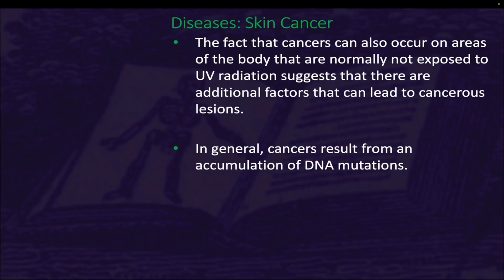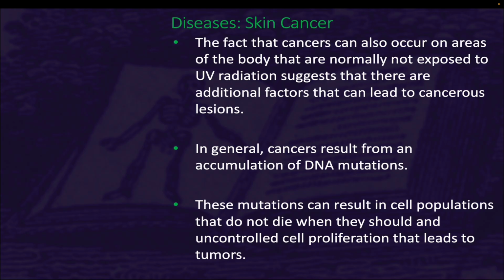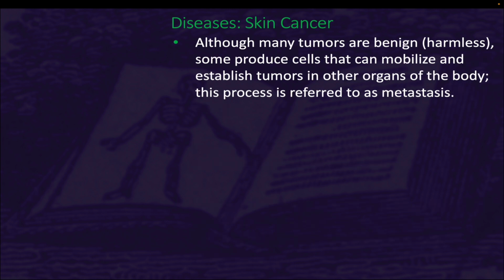In general, cancers result from an accumulation of DNA mutations. These mutations can result in cell populations that do not die when they should, and uncontrolled cell proliferation that leads to tumors. Although many tumors are benign or harmless, some produce cells that can mobilize and establish tumors in other organs of the body. This process is referred to as metastasis.